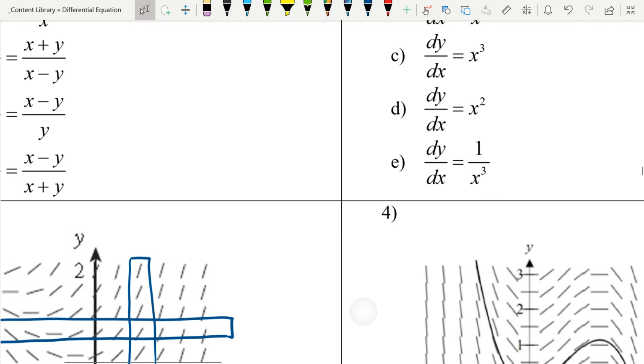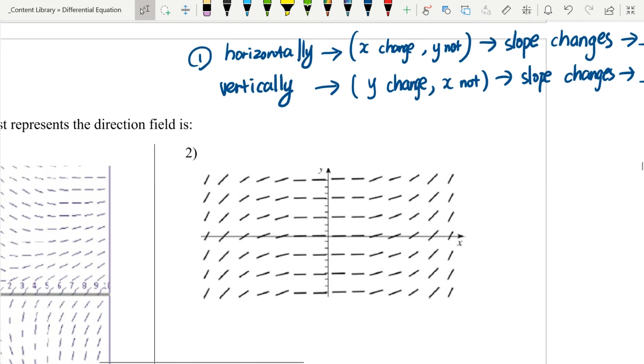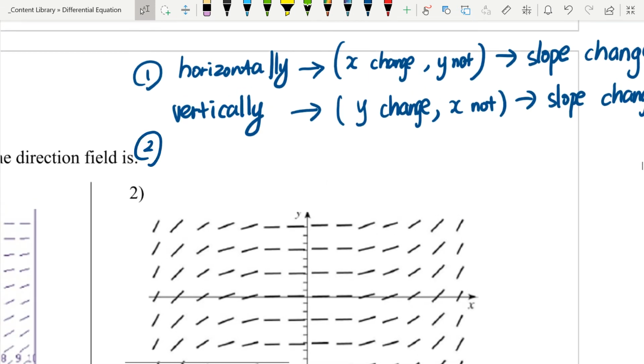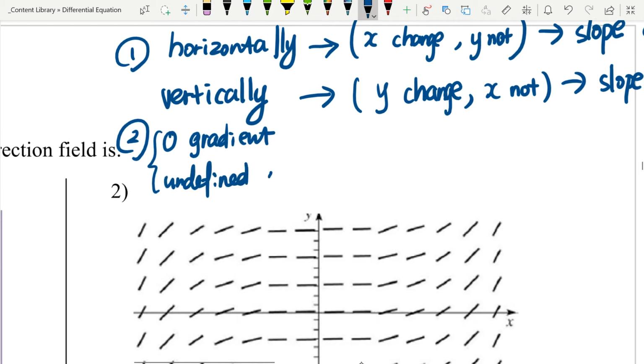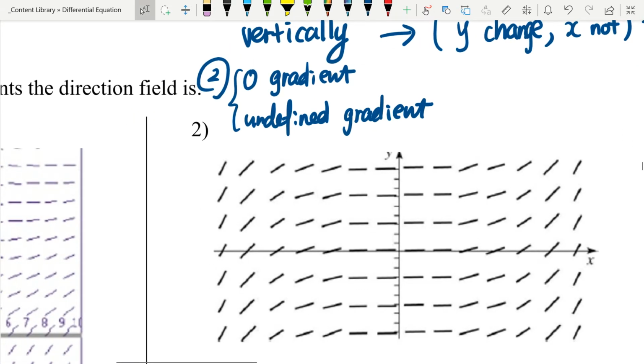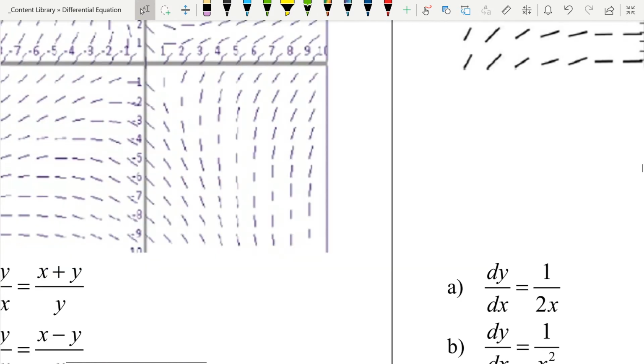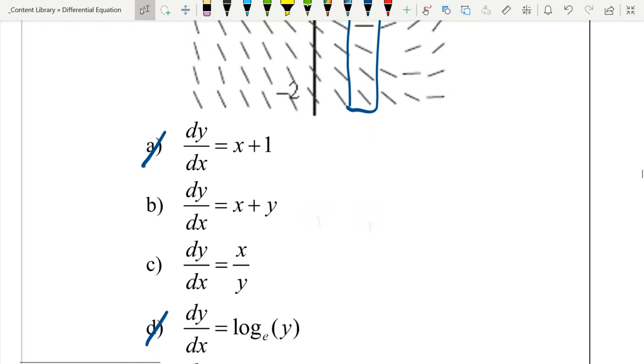All right. That's the first thing to check: whether both X and Y are involved, or only X, or only Y. The second thing we need to check is zero gradient or undefined gradient. See on the graph whether you have zero gradient somewhere or undefined gradient somewhere. You can work backwards from your answer as well. After I check this one, just use example 3 as the example.